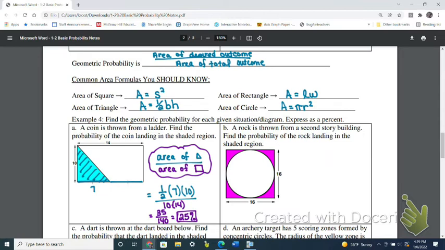If I look at B, a rock is thrown from a second-story building. Find the probability that it lands in the shaded region. Again, the shaded region, but now there's 4 of them. And those are some weird shapes. I don't have a way of finding that area. So we got to think about a different plan. So I could find the area of the square, and I can find the area of the circle. So the shaded region is all that's outside of the circle, but still inside the square.